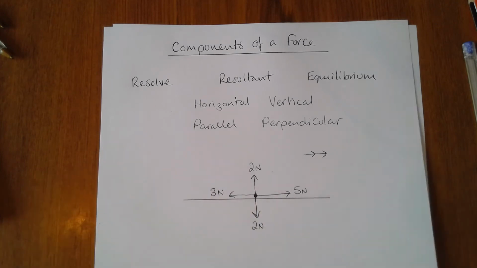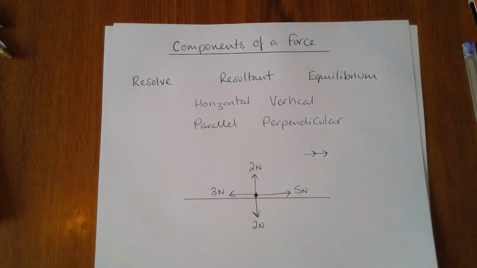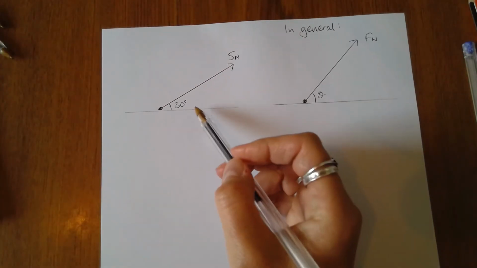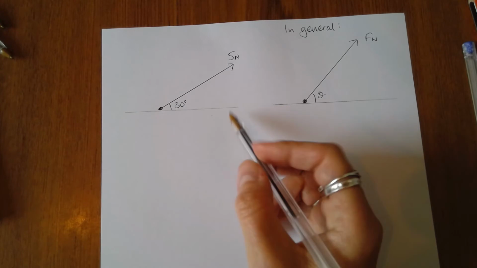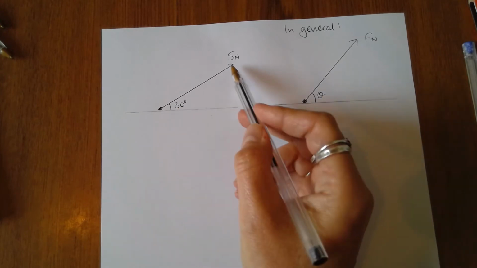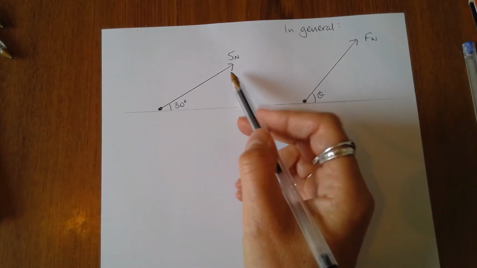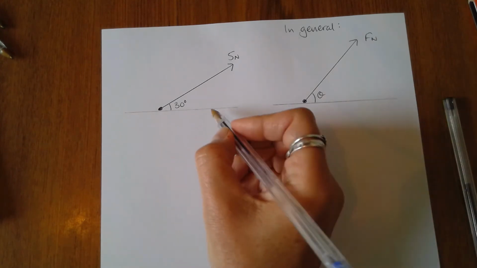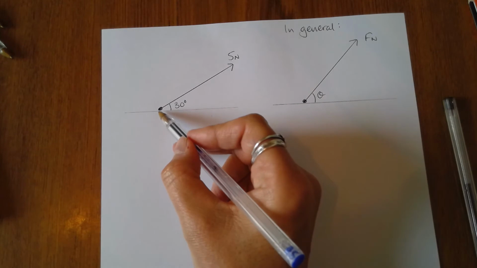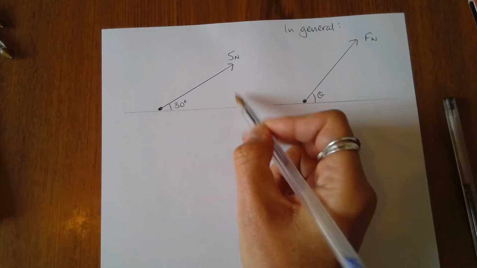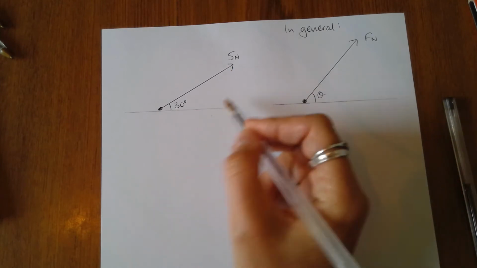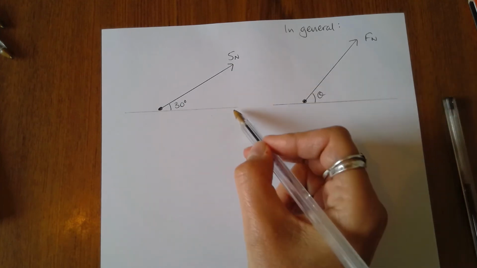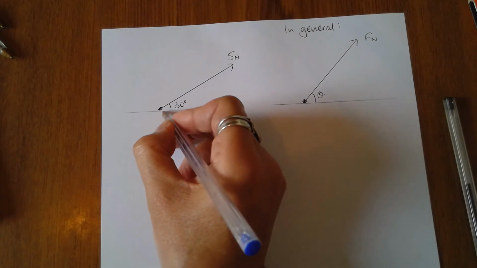However, the forces are not always parallel or perpendicular. Sometimes they are at an angle to the surface. So in this case, the angle is 30 degrees and the force is 5 newtons. Thankfully, we can use right angle triangle trigonometry to find the components in the parallel direction and the perpendicular direction. And then we can use the parallel component in our parallel equation and the perpendicular component in our perpendicular equation.